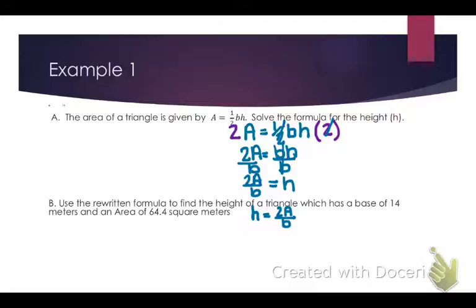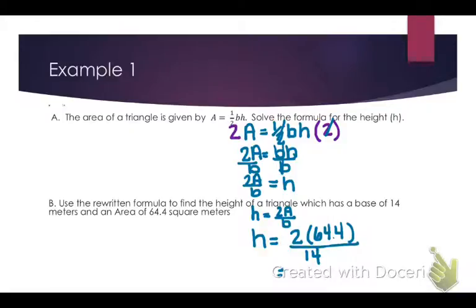Part B asks you to use the rewritten formula to find the height of a triangle which has a base of 14 meters and an area of 64.4 square meters. So the whole point of rewriting these formulas is so that you can easily calculate, especially if you're doing a lot of calculations to find the height. It would be advantageous to have it rewritten where h is isolated. So all I'm doing is substituting in my given values. I'm plugging in 64.4 for a, and the base is 14.